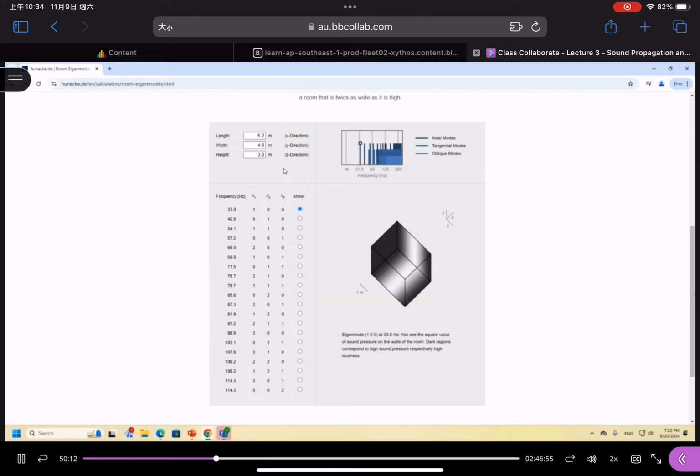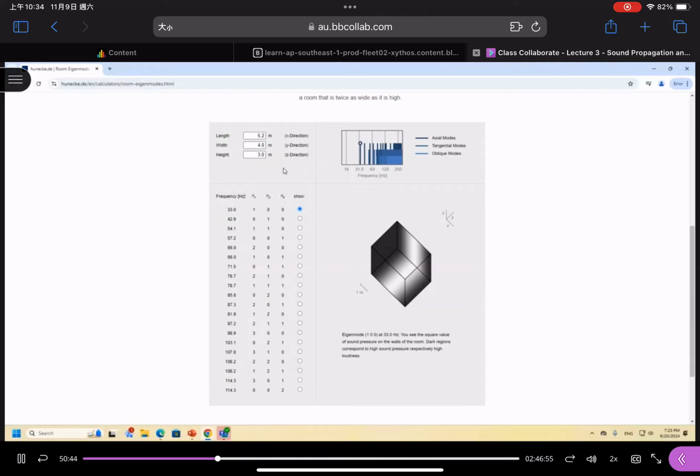This is the x-axis, this is the y-axis, and the height is the z-axis. When you refer to this one, the dark regions represent higher sound pressures that could result. Please remember that room modes are not a good interior effect. We don't want to have them because they could make some regions inside a room have higher sound pressures and some regions have lower sound pressures. This is not what we want to achieve.